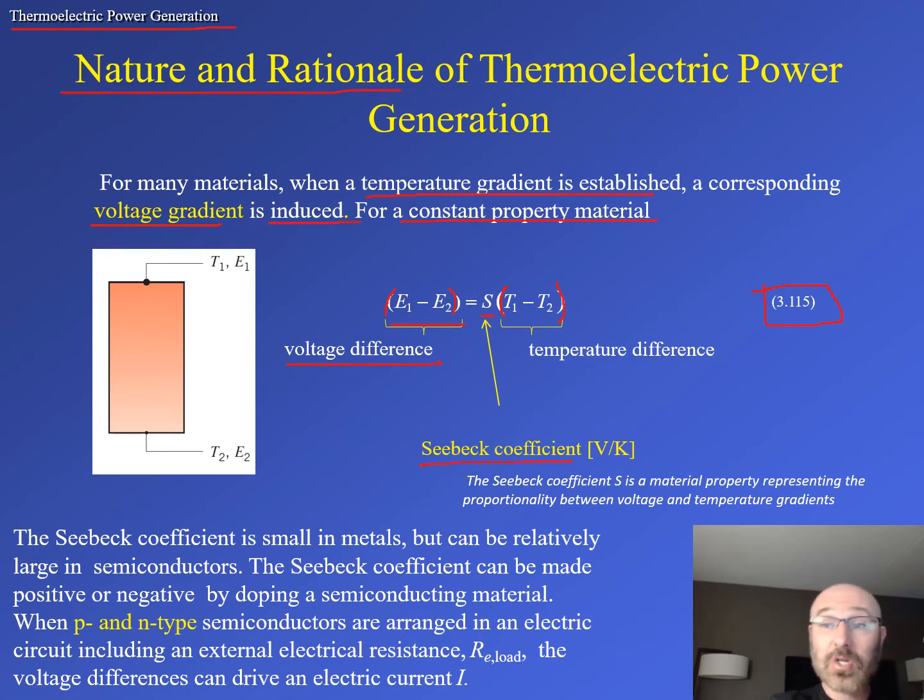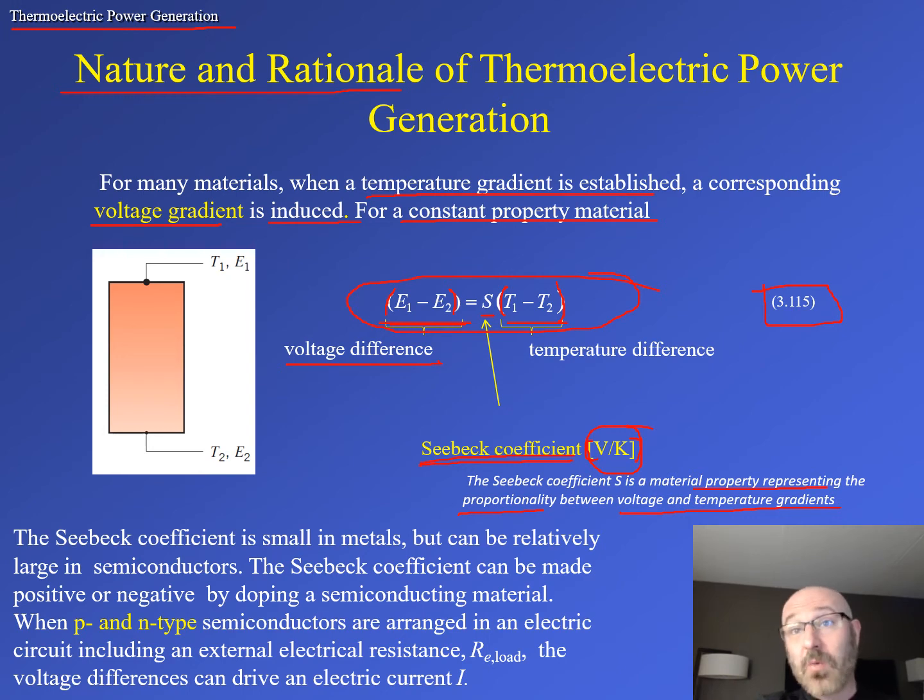Now, if we do unit analysis, the units of the Seebeck coefficient are volts per Kelvin, which makes sense because our left-hand side is in volts and our temperature difference is in Kelvin, so the units balance out. So what is this Seebeck coefficient? It is a material property representing the proportionality between the voltage and the temperature gradients, which is pretty much the definition we see from equation 3.115.